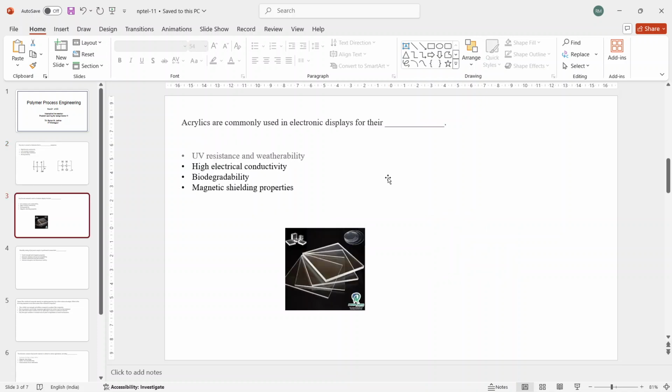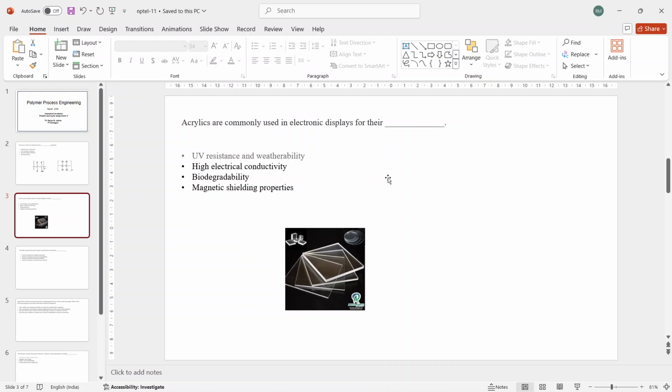Then next we have: acrylics are commonly used in electronic displays for which property? So we have been given four options right here: UV resistance and weatherability, high electrical conductivity, biodegradability, and magnetic shielding properties. Acrylics, as you can see right here in the illustration down below, are quite transparent glasses, and they're used in the electronic displays for their UV resistance and weatherability.